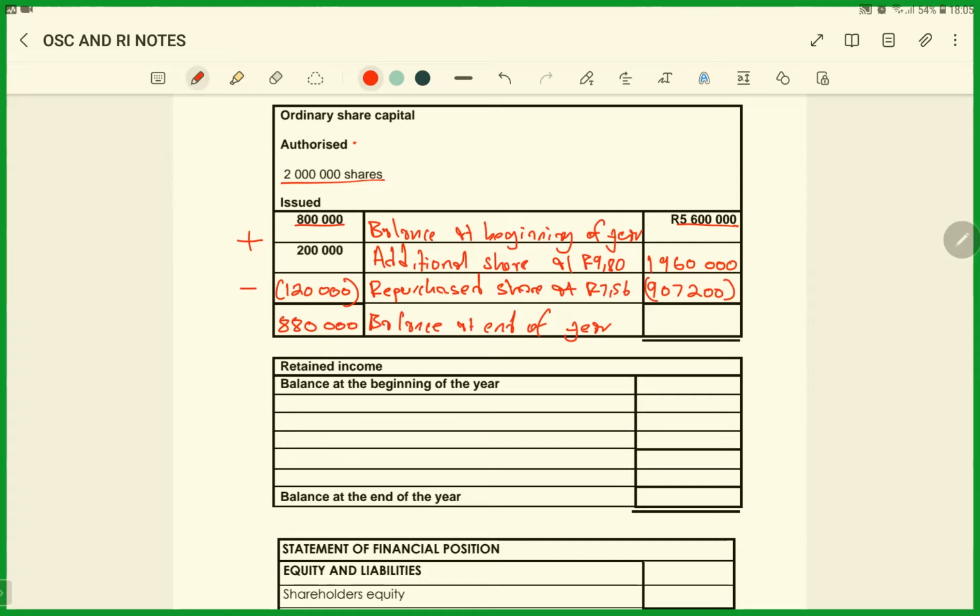So let's work out the value. Can you do the same? 5,600,000 plus 1,960,000 minus 907,200. I got 6,653,000.